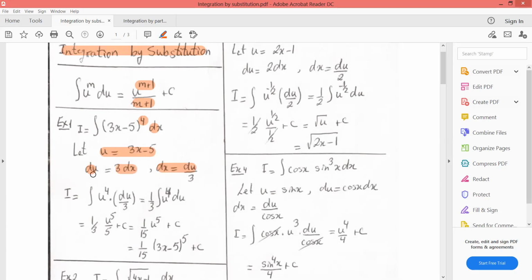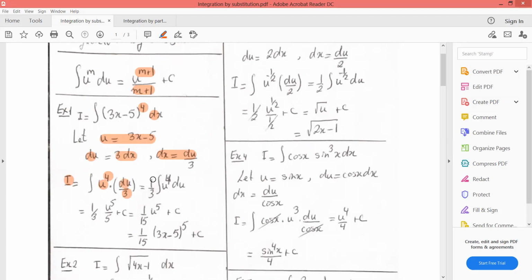Then I will be equal to 3x minus 5, I call it u, to the power 4. dx is du over 3. We get 1 over 3 integral u power 4 du. u power 4, we add the power by 1 and we divide by the power, it becomes u power 5 over 5. It gives 1 over 15 u power 5 plus c. Then we replace u by its value.